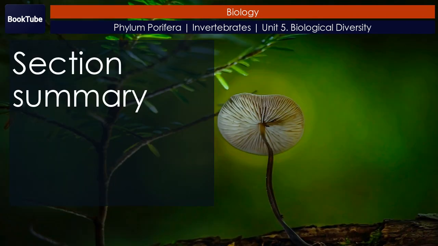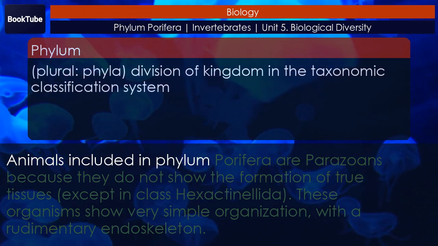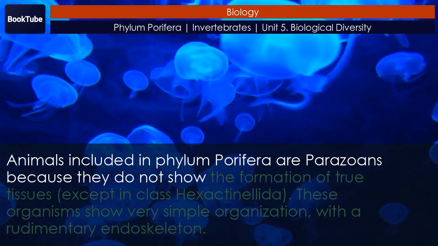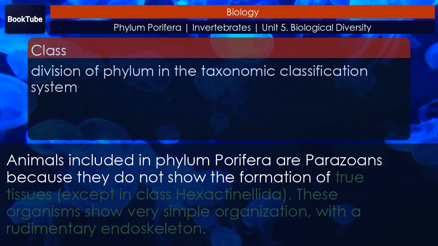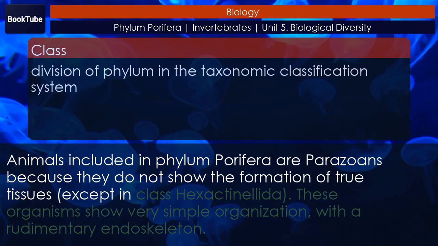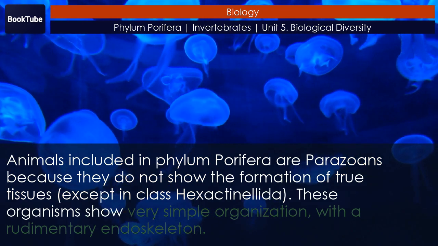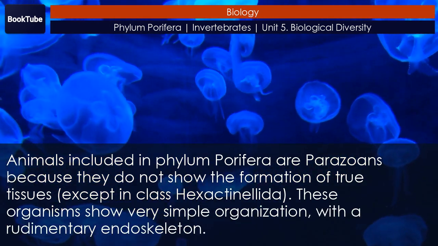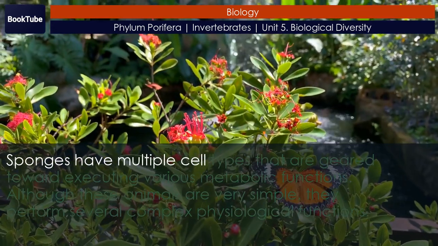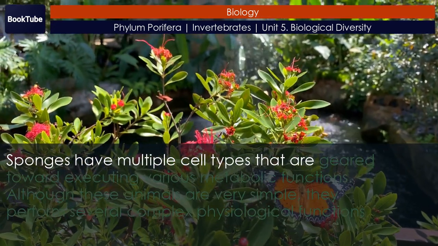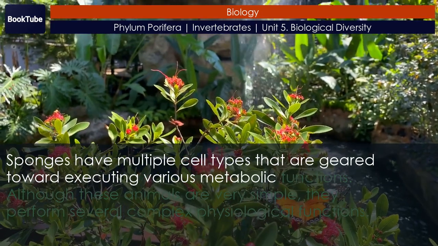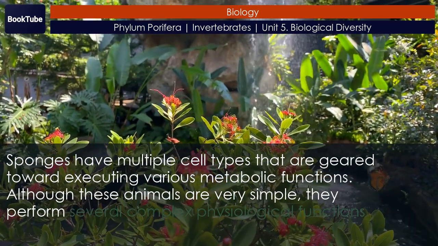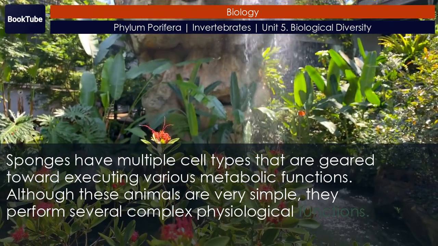Section summary. Animals included in Phylum Porifera are Parazoans because they do not show the formation of true tissues. Except in class Hexactinellida, these organisms show very simple organization. With a rudimentary endoskeleton, sponges have multiple cell types that are geared toward executing various metabolic functions. Although these animals are very simple, they perform several complex physiological functions.